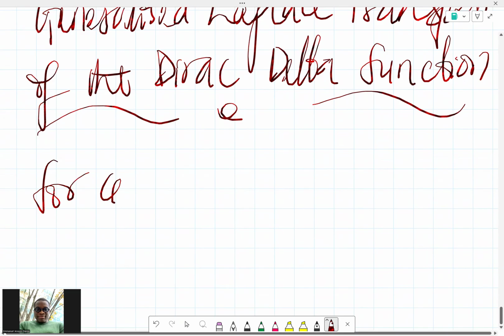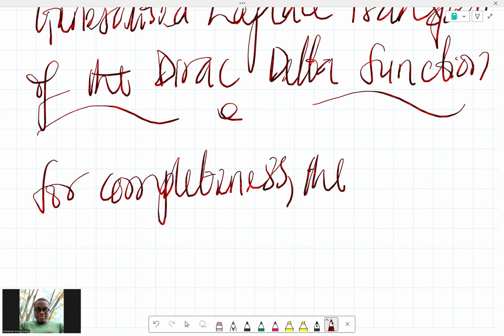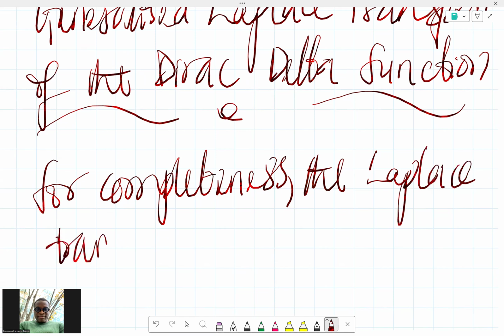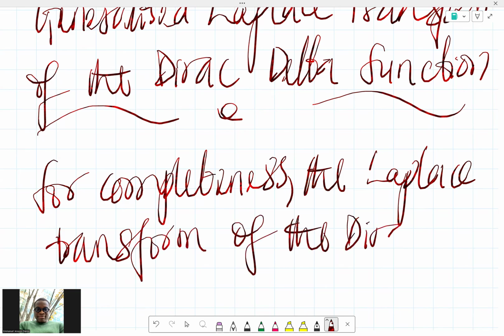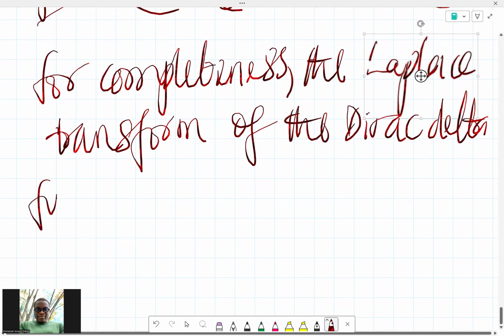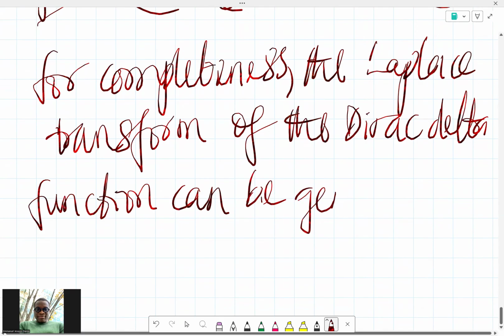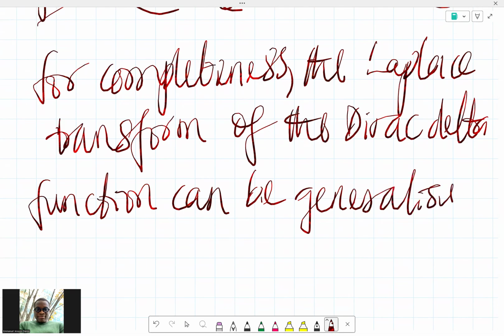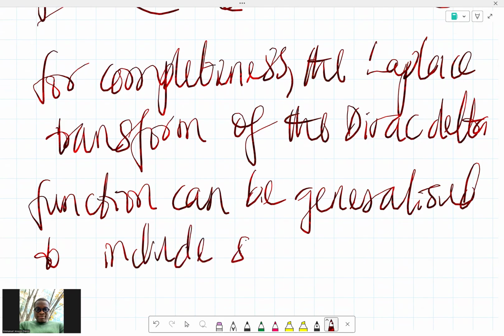So for completeness, the Laplace transform of the Dirac delta function can be generalized to include shifts and scaling.